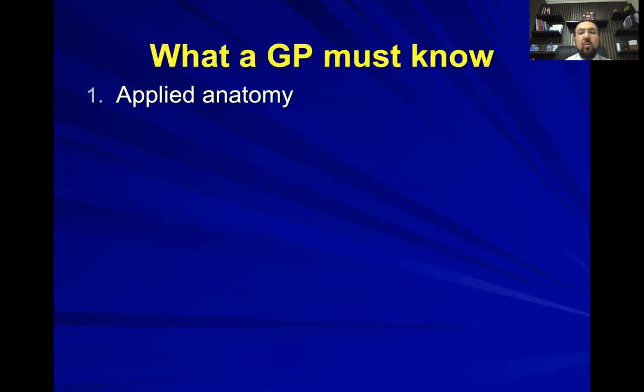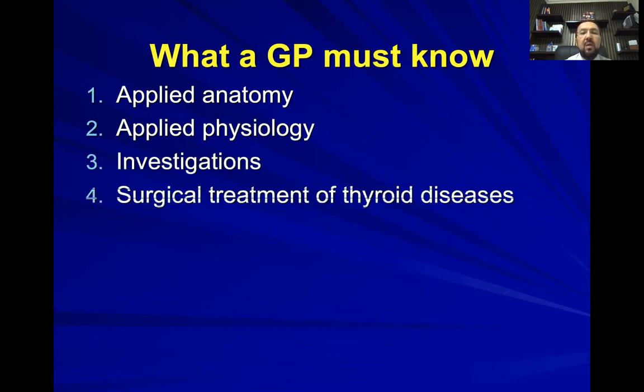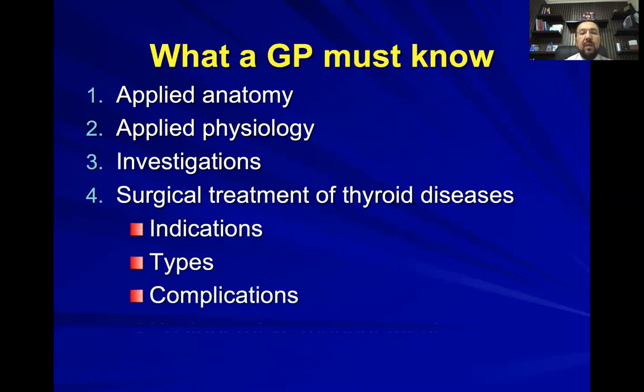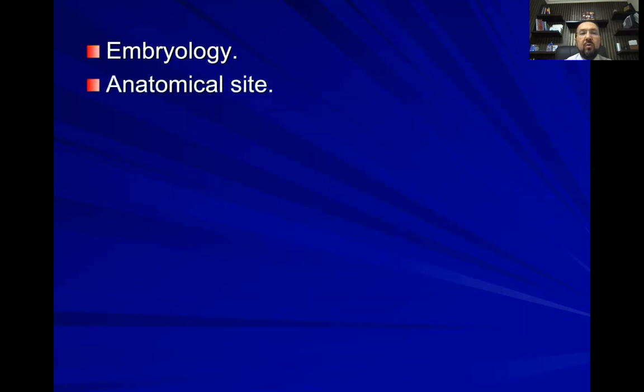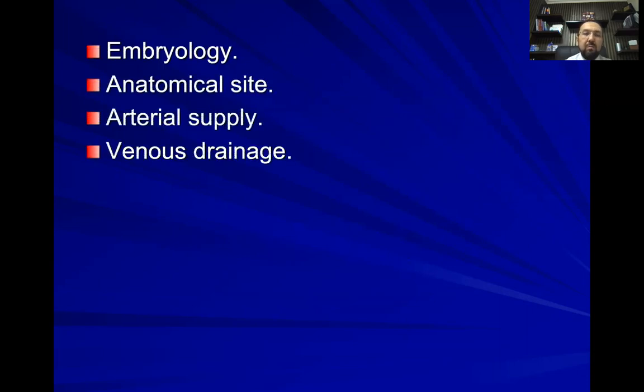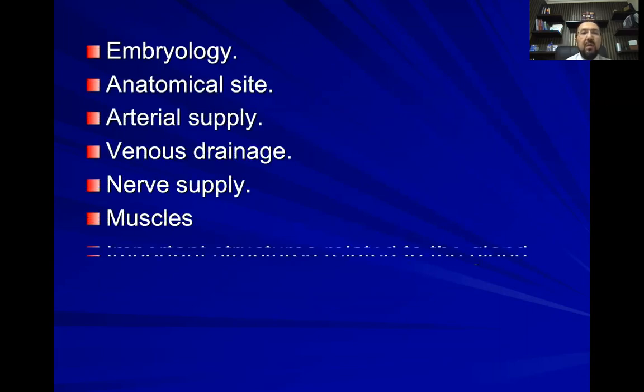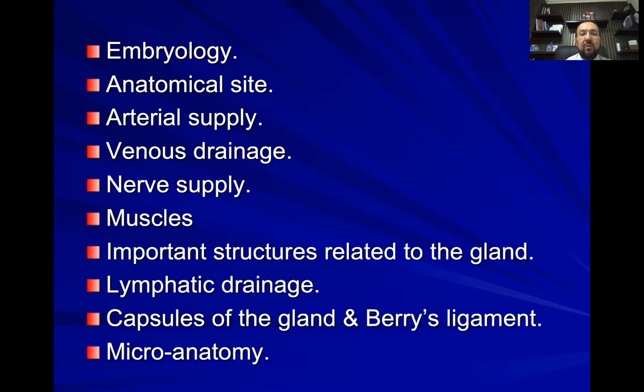What a GP must know includes applied anatomy, applied physiology, investigations, and surgical treatment of thyroid diseases. And these include indications, types, complications, and postoperative management. Section 1 will start with applied anatomy. Of course, we are going to tackle certain points as, for example, embryology, anatomical side, blood supply, nerve supply, and others.